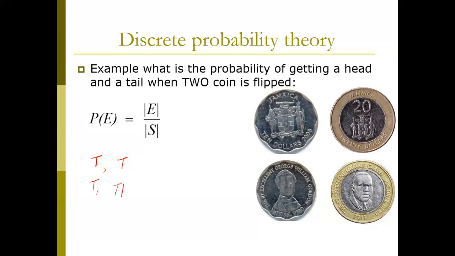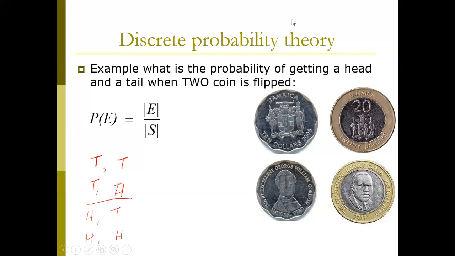Okay, so we could have the $10 tail along with the $20 tail. We could have the $10 tail along with the $20 head. So these are 2 possibilities. Now we could have the $10 head along with the $20 tail, and we could have the $10 head along with the $20 head. So those are the possible forms that we could have.